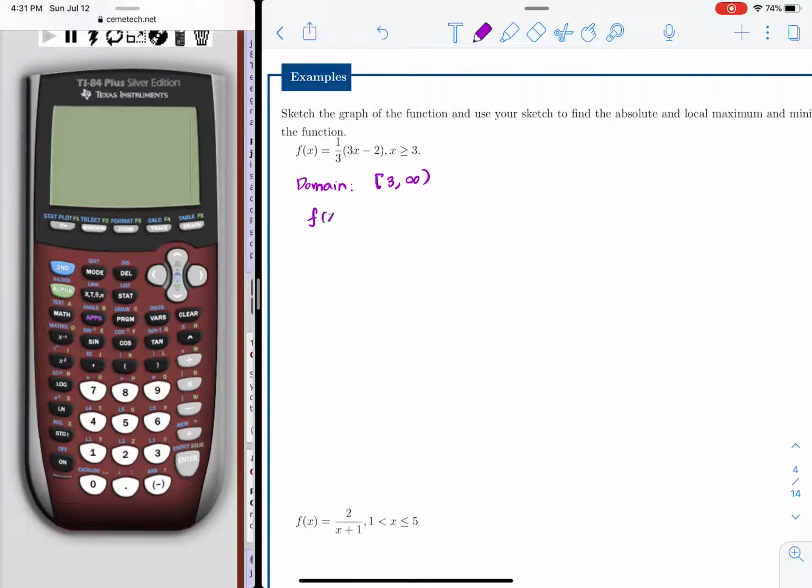If I rewrote this function, I can distribute that 3, 1 over 3, 3x, minus 2 over 3. The 3's would get cancelled. I have x minus 2 over 3. And you should be able to recognize what that function is. That is a linear function. The slope is 1. Y-intercept is negative 2/3.